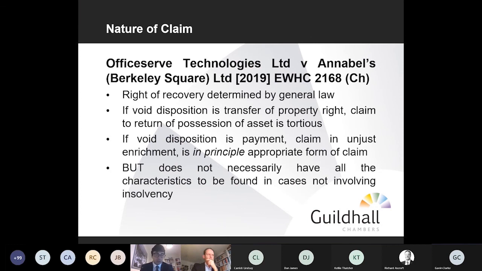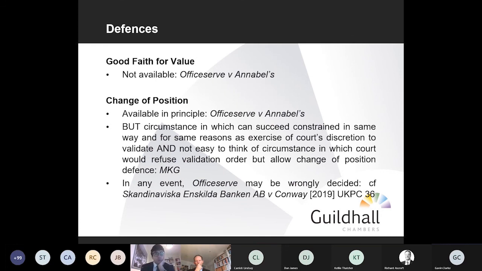I think the headline point is that the company brings a claim against someone who's received the money. The company says, I'm claiming for unjust enrichment. The defendant then seeks to defend it. Certain defences that would otherwise be available to them if this wasn't an insolvency wouldn't be. So the first defence that's usually available to an unjust enrichment claim is a defence of good faith or value. So someone has received an enrichment at the expense of the claimant, and the defendant says, yes, but I acted in good faith and I gave value for what I've got, so there can't be any unjust enrichment.